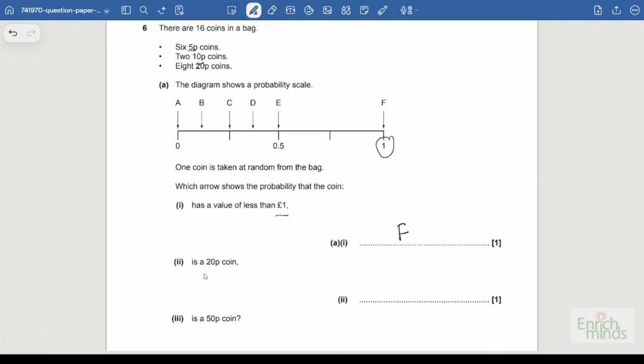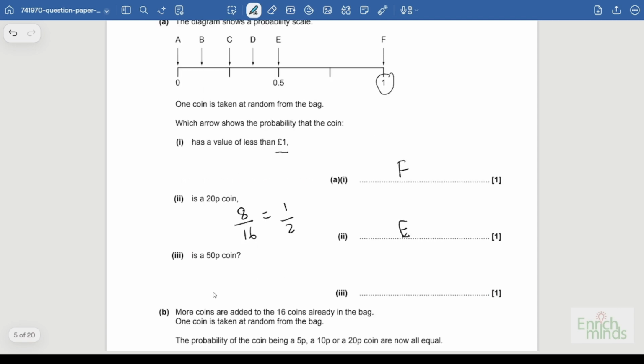What is the probability that it is a 20p coin? How many 20p coins are there? There are 8. So 8 out of total, how many coins are there? There are total 16 coins. So it's 8 over 16, which is half. The probability is half. So half is 0.5, which is for the letter E.